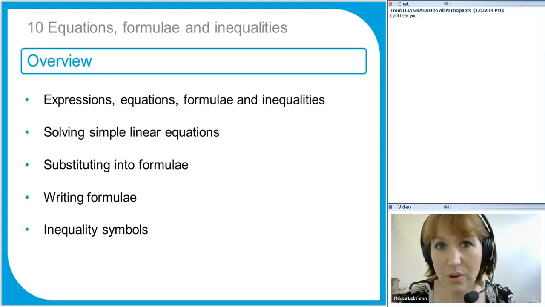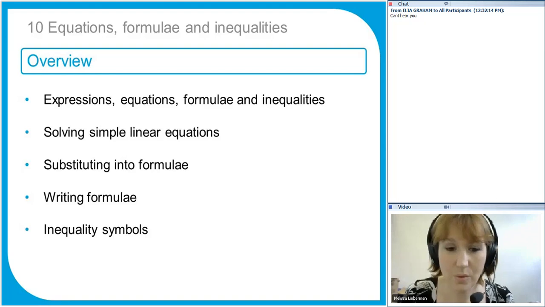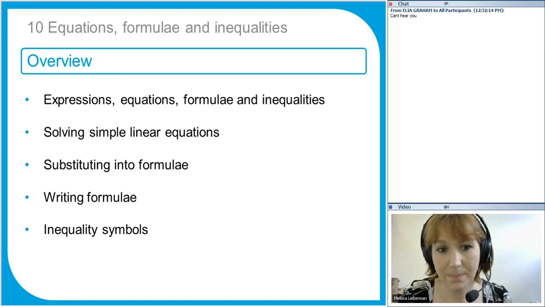We met substitution briefly last lesson, so please make sure you watch that if you haven't already. And I'll show you how to substitute values into formulae in maths. We'll have a quick look at how to write formulae, given some basic information. And then lastly, we'll have a quick look at inequalities and how to understand how inequality symbols work. Sometimes they're called inequations. You may have met them before and not known that they were called inequalities. They're expressions that have greater than or less than symbols in, so we'll talk about that at the end.